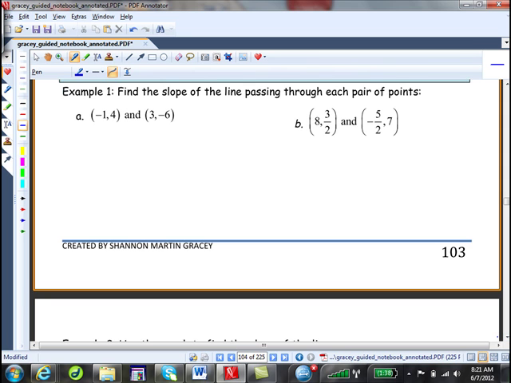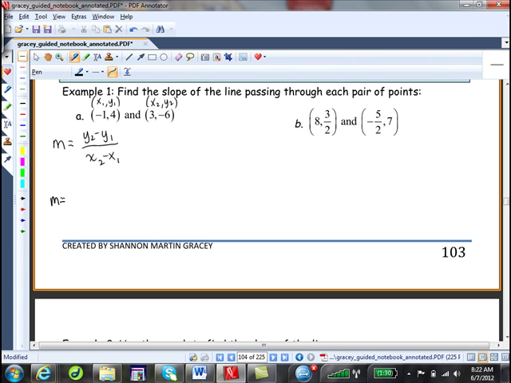All right, here we go. Example 1. Find the slope of the line passing through each pair of points. So I'll help you out with the first one, and then we'll leave the second one to you. My advice is to write the general formula each time you do one of these problems until you have it memorized. So m is equal to y2 minus y1 all over x2 minus x1. So we might as well have this be our x1, y1, and this can be our x2, y2.